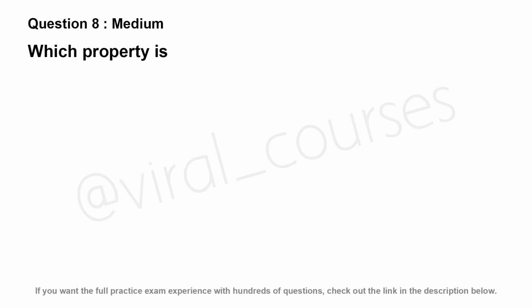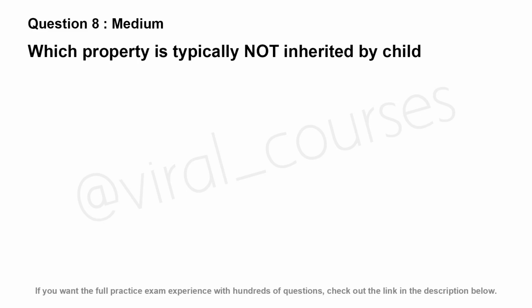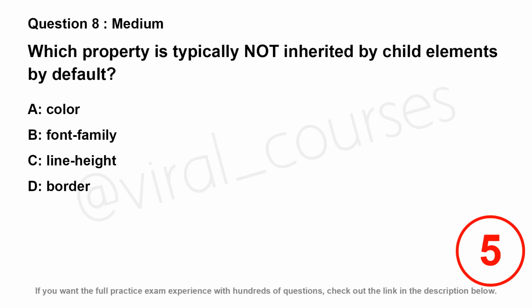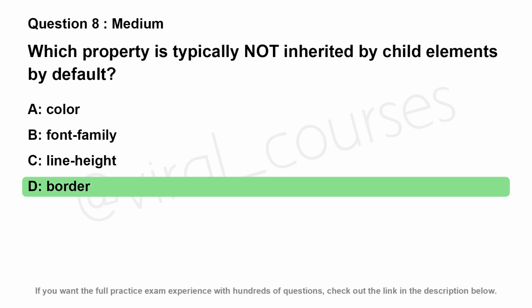Which property is typically not inherited by child elements by default? Option A, color. Option B, font family. Option C, line height. Option D, border. The correct answer is D.